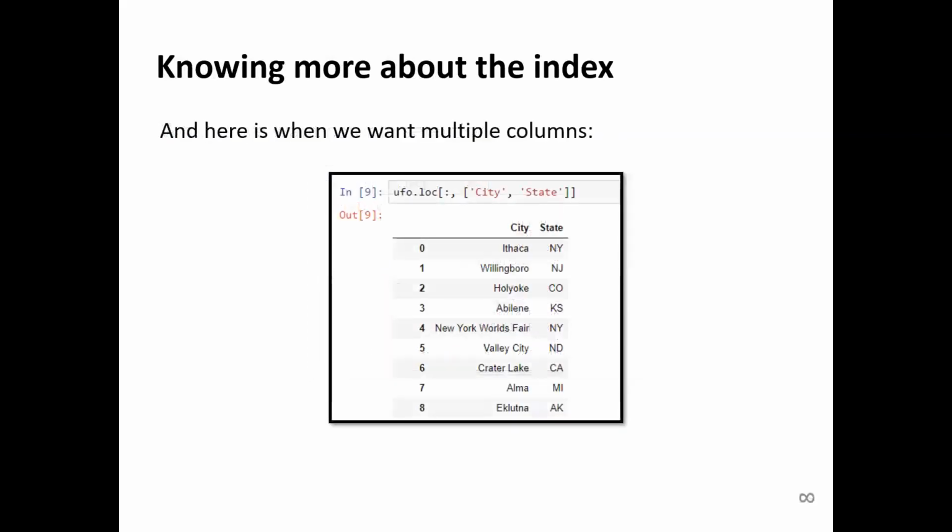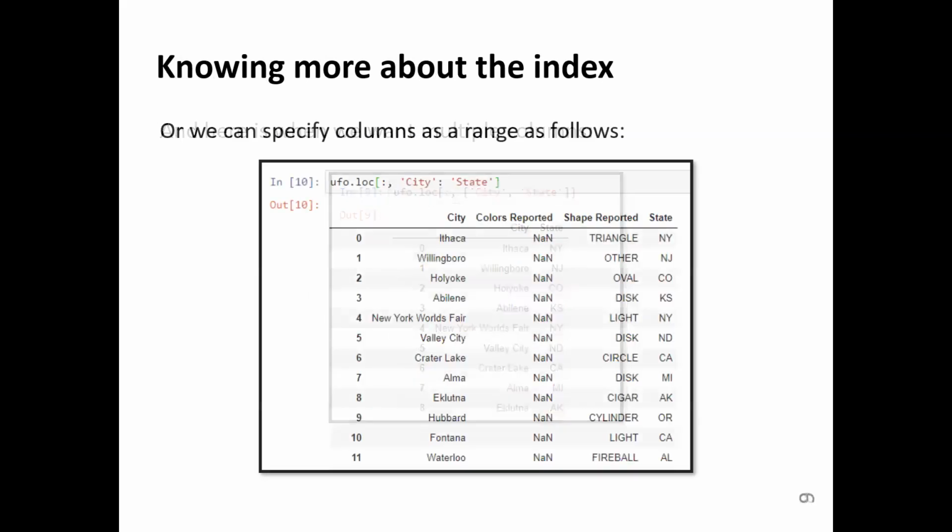And this is the other one, city, state, you remember? This is something that we did a few seconds ago. And what if I say city colon state? And look at the result. Meaning it has city, color reported, shape reported, and state.